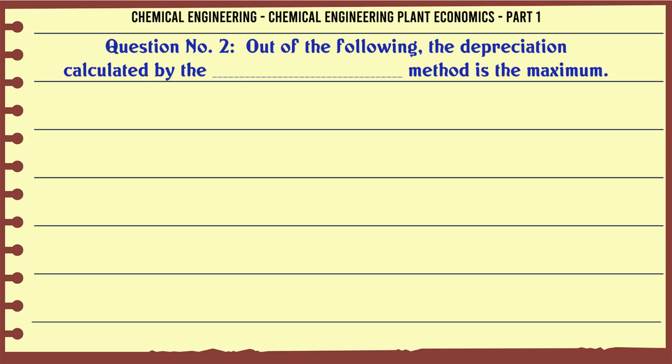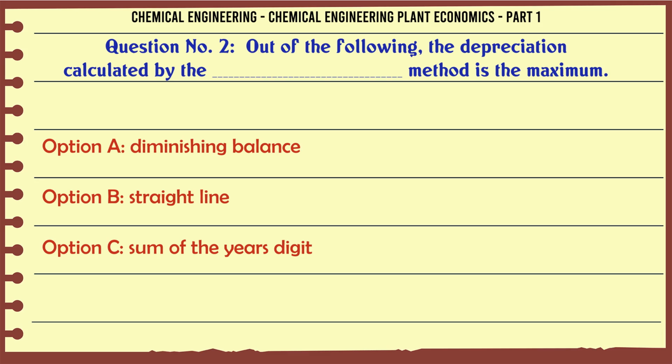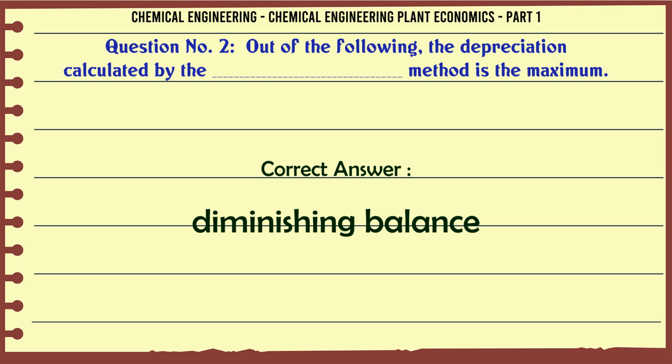Out of the following, the depreciation calculated by the ____ method is the maximum. A. Diminishing balance, B. Straight line, C. Sum of the year's digit, D. Sinking fund. The correct answer is diminishing balance.